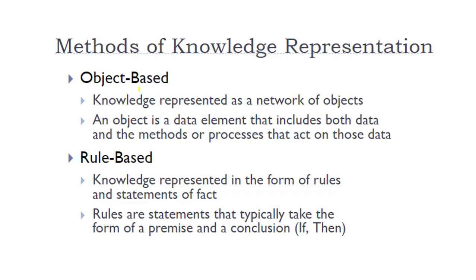We have also what we call object-based. So knowledge represented as a network of objects. We define an object as a data element that includes both data and the methods or processes that act on those data. Next, we have rule-based. Knowledge represented in the form of rules or patterns and statements of fact. So when we say rules, they are statements that typically take the form of a premise and a conclusion.